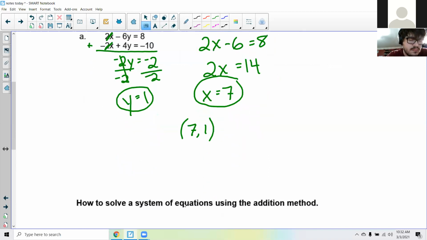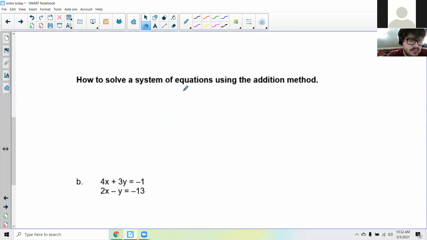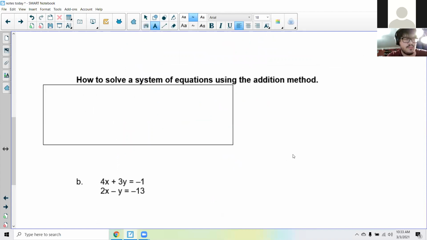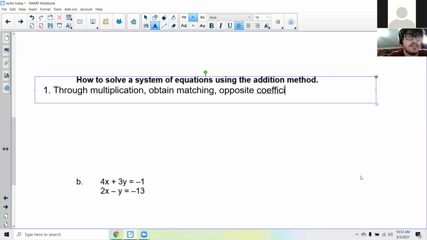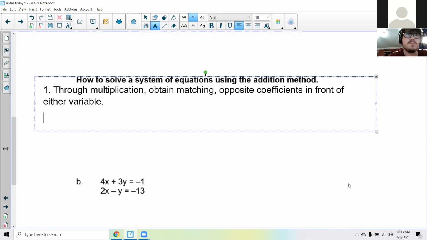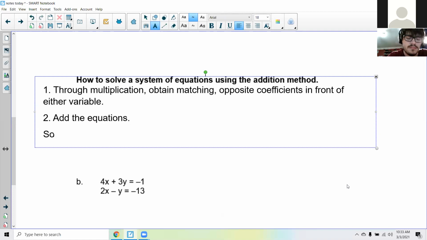Okay, let's write these steps. Step number 1, through multiplication, obtain matching opposite coefficients in front of either variable. After you have that, add the equations, solve for the remaining variable.